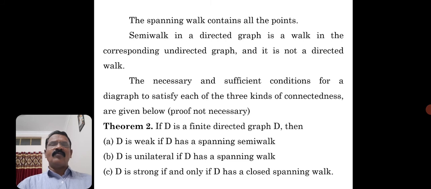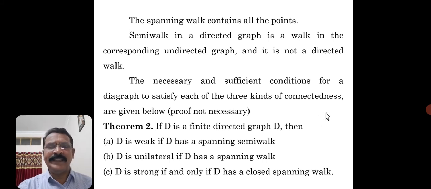Now we will see some basic results. It is not necessary to prove the results, of course. These are the fundamental results: the necessary and sufficient conditions for a directed graph to satisfy each of the three kinds of connectedness. What are the three kinds of connectedness? One is the weakly connected digraph, another is the unilaterally connected digraph, and the third is the strongly connected digraph. So it will be a theorem.